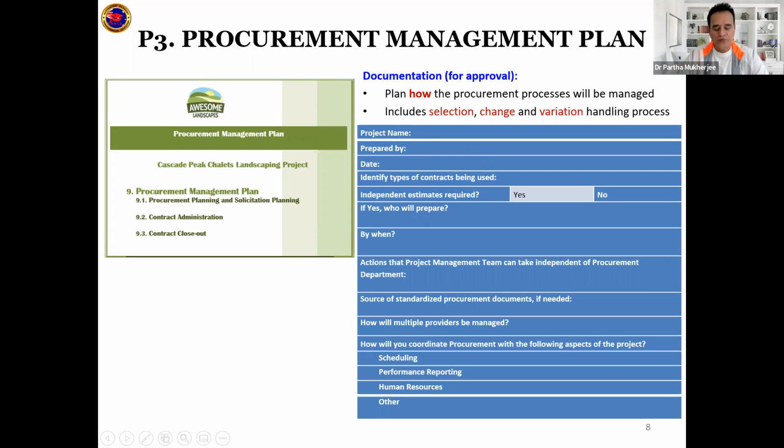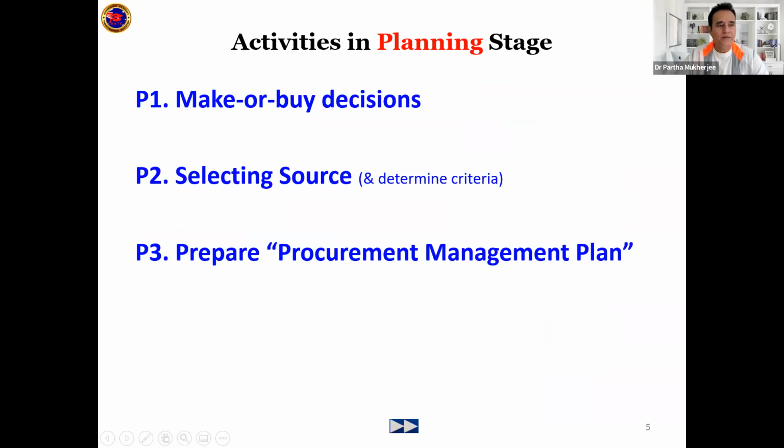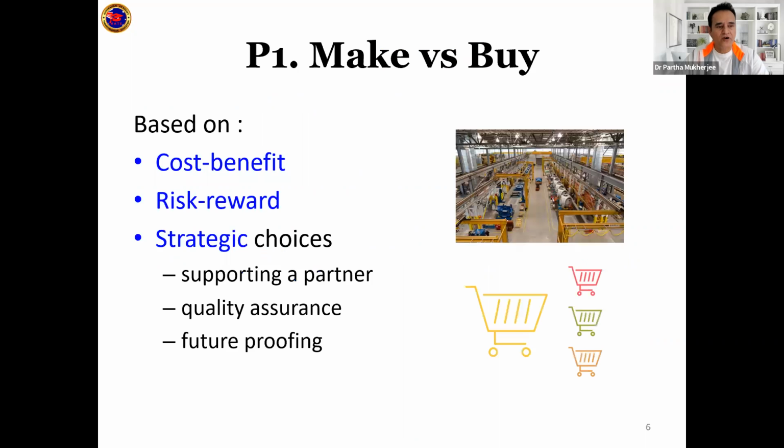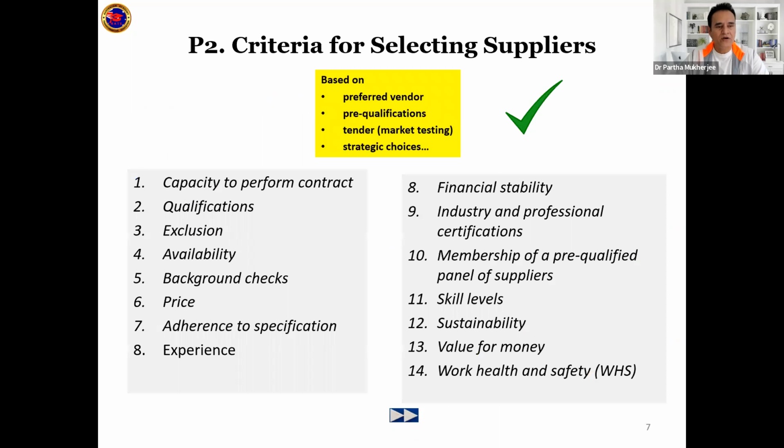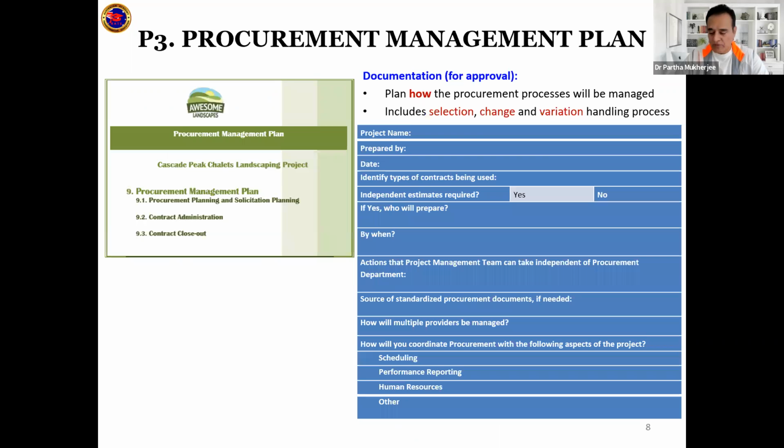Okay, so what we have learned is basically in the planning stage, you as a project manager will have skills to decide make versus buy. You will have the skills to source from the right vendors based on pre-qualified or preferred vendors or through a tendering process. And the last one is that you should be able to write a document called the project management plan, which should be given to the client or the sponsor. And once this is signed off, you have done very, very well up to the planning stage of the procurement process. So what is the next step?